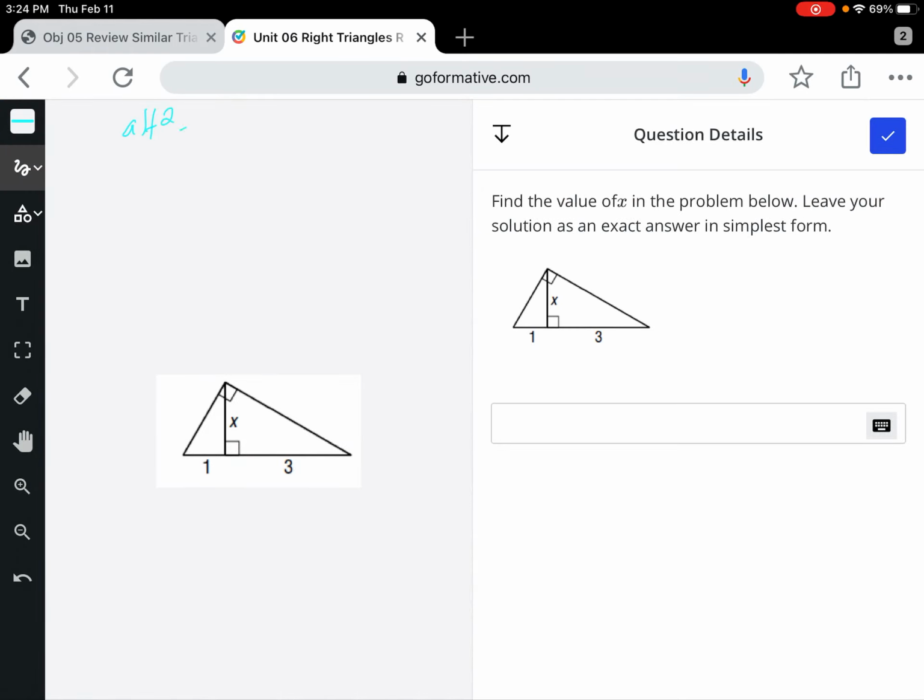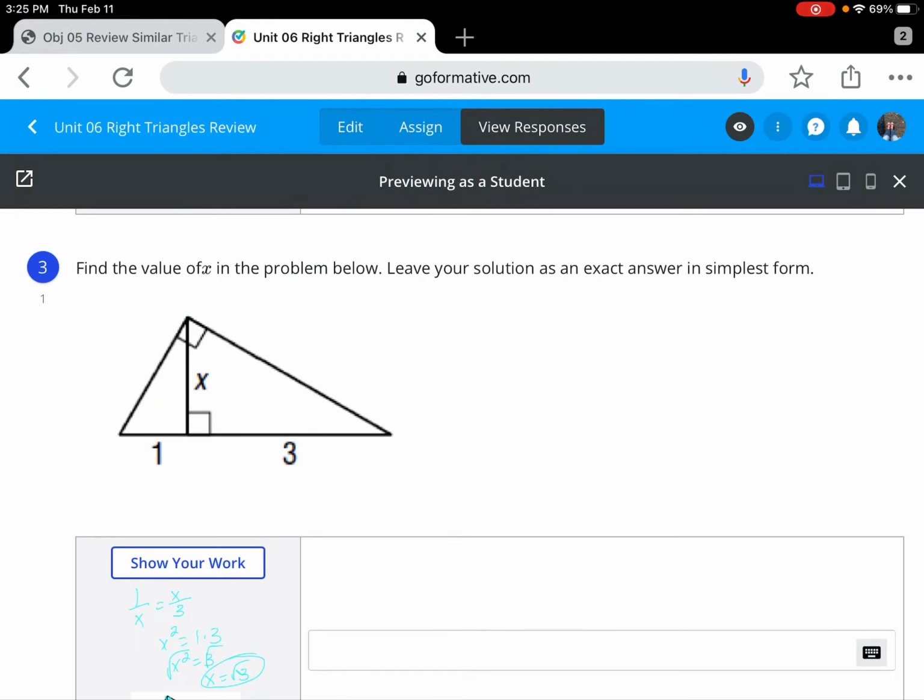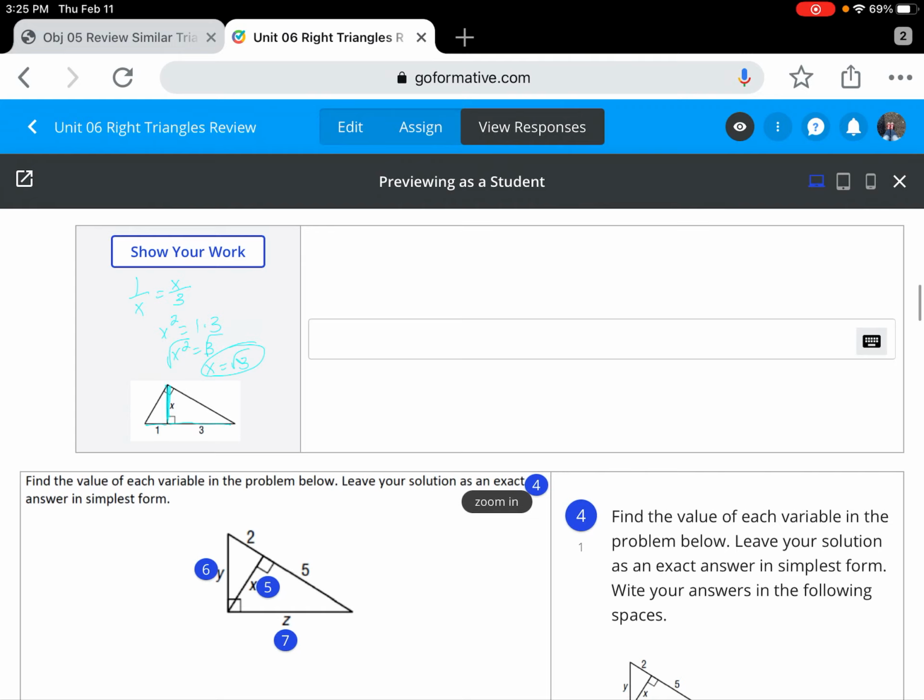All right, next one, this is that relationship. Again, I always say altitude squared is equal to part of the hypotenuse times the other part of the hypotenuse, or maybe you've learned short leg over long leg is equal to short leg over long leg. Regardless of how you do it, it ends up being x squared is equal to 1 times 3. X squared is equal to 3, and when you take the square root of each side, you only need the positive root because we're talking about measurement. X is equal to radical 3, excuse me.